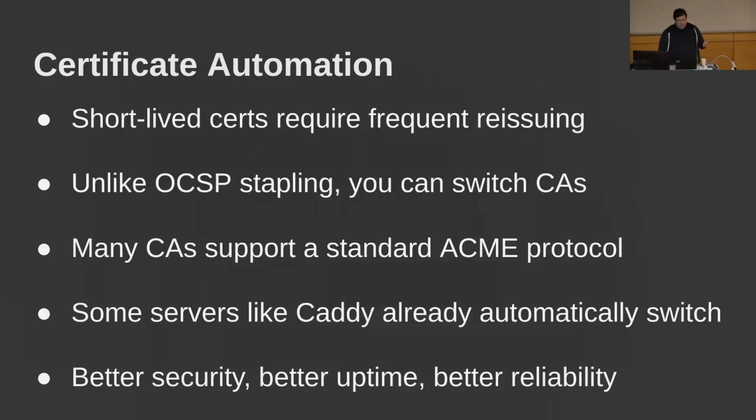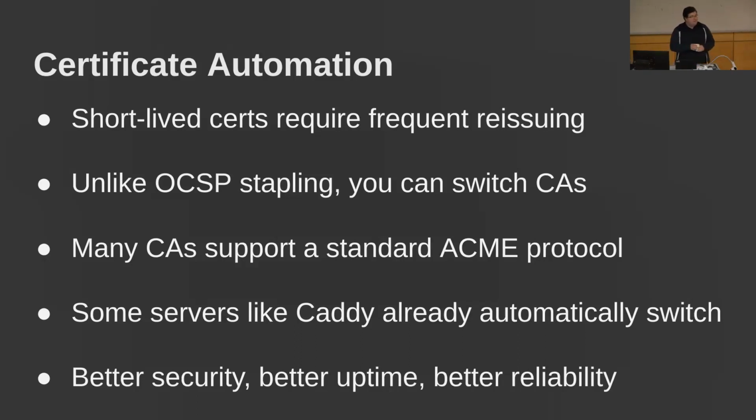So there's also better uptime properties with automating your short-lived certs, because unlike OCSP stapling, where you have to go to your CA to get the OCSP response, you can actually have multiple CAs with short certs, and you can just switch. Cloudflare, for example, always uses at least 2 CAs for all of the certs they issue to support redundancy in case one is down.